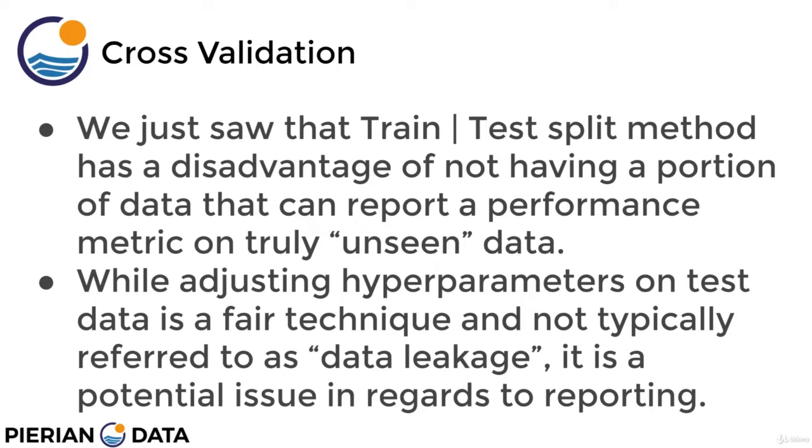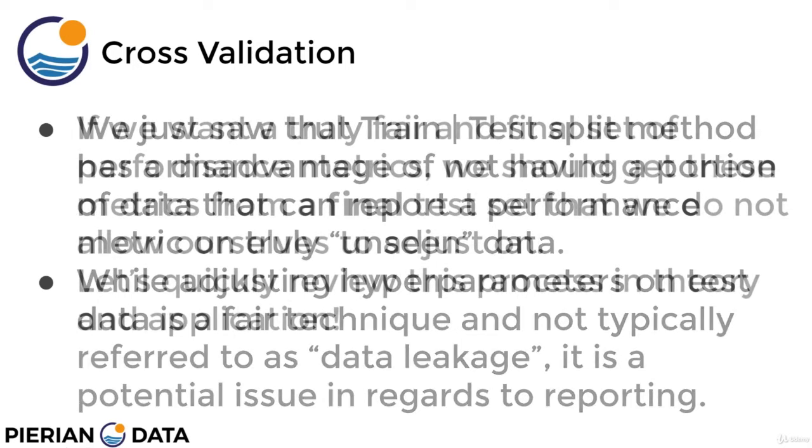Now, I want to make a point very clear. While adjusting hyperparameters on a test data set is a completely fair technique, and I'm not going to say it's ever referred to as data leakage, there is the potential issue in regards to reporting. So just doing a train test split is a totally valid method, and in fact, we'll use it quite often throughout the course just because it's so simple, especially when we're just focused on learning an algorithm. But there is an improvement we can make on this.